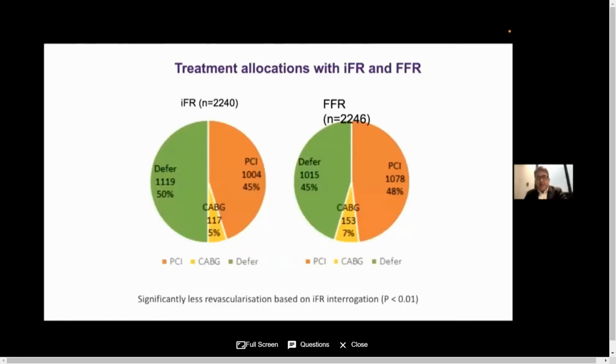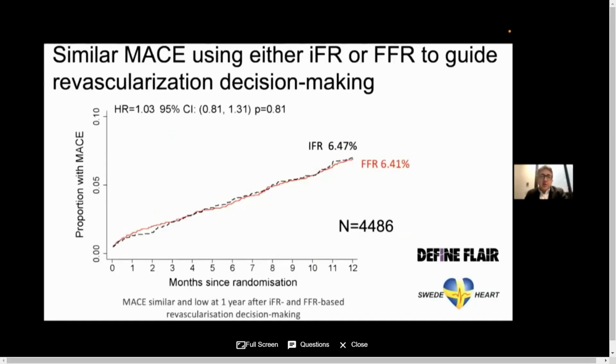One of the main findings of both the DEFINE FLAIR and IFR SWEDEHEART study, this was combined data here, shows us that we defer slightly more patients using IFR than FFR, which means that there's slightly less PCI and slightly less CABG in the IFR group. Now, that could be a good thing, it could be a bad thing, and it really depends on the findings from the Kaplan-Meier curves, which look at MACE. And you can see here, this is the 1-year data, shows us a hazard ratio of 1.03, which confirms that if you use IFR or FFR, the results are identical when guiding revascularization decision-making.